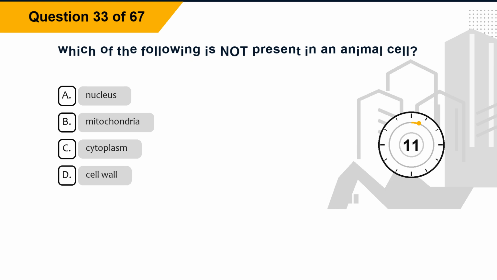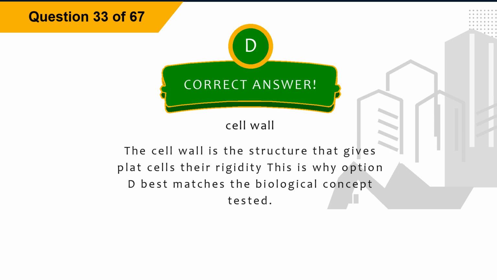Question 33. Which of the following is not present in an animal cell? Option A, nucleus. Option B, mitochondria. Option C, cytoplasm. Option D, cell wall. The correct answer is option D, cell wall.